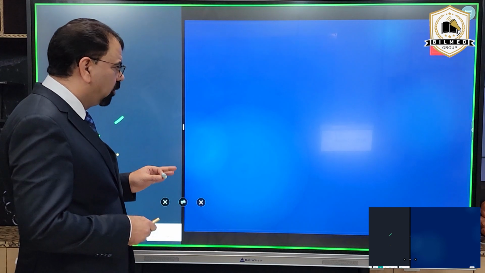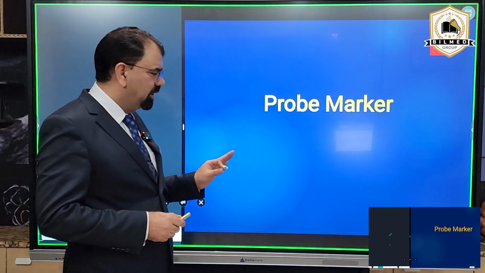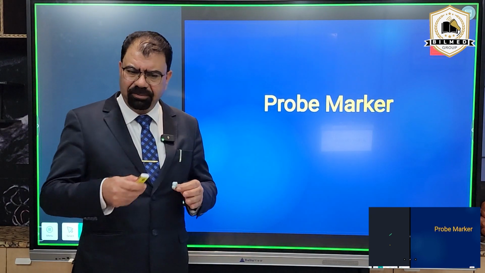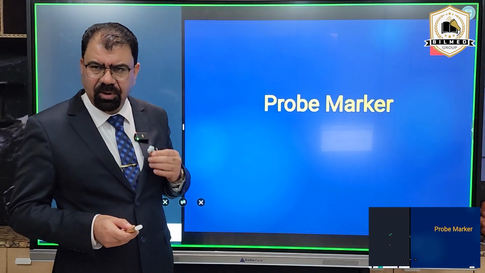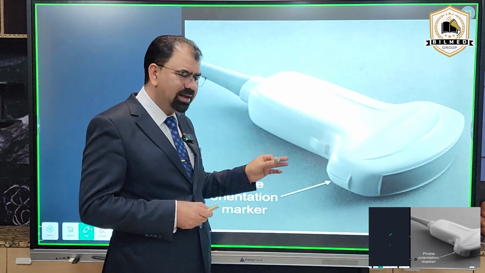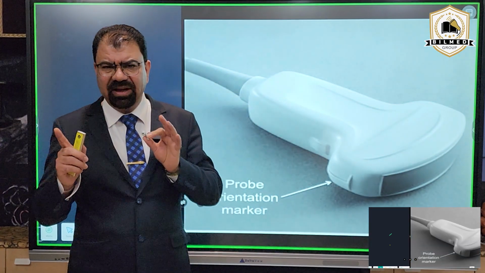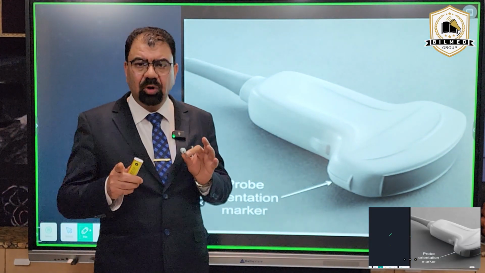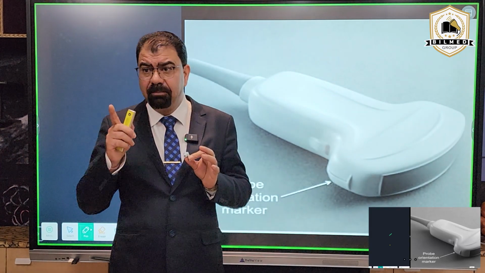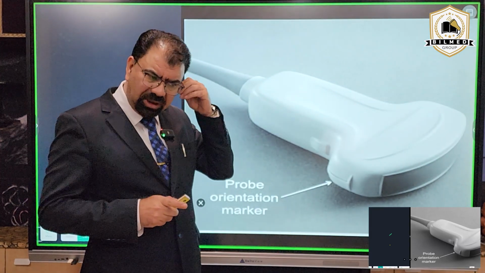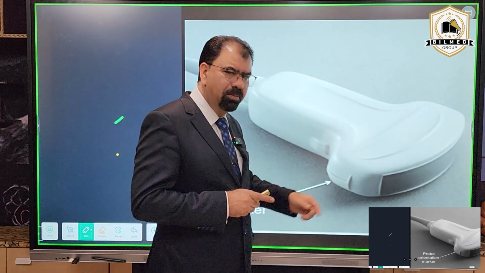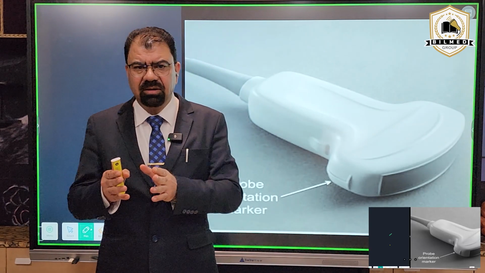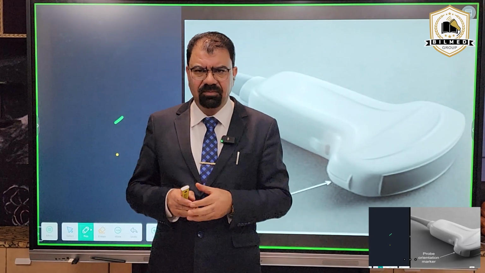But before knobs, we will come to the probe marker. Let's discuss what this probe marker is. In each and every machine, on each and every probe, there is a marker. Dr. Madhuri, what about this probe marker? Over here, I am having a probe marker. Where do you have to put this probe marker?